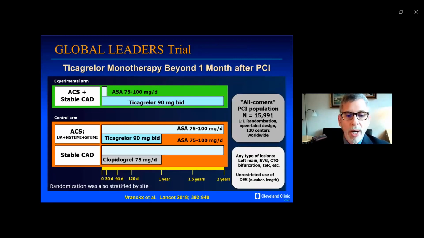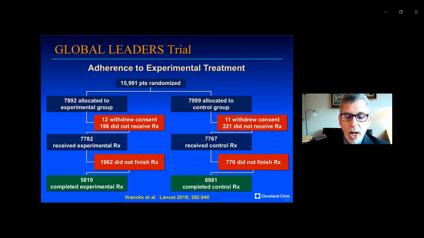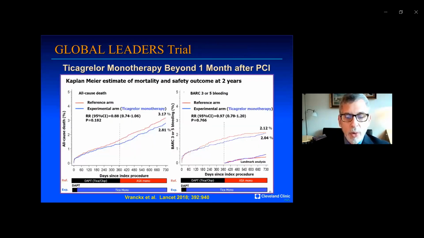Now, this was a large trial. It had a lot of patients who did not finish their therapies for various reasons, and it was not routinely adjudicated. And so the study results were somewhat neutral. That is, there was no difference in mortality, nor was there a difference in bleeding with either of these two approaches, so showing no clear advantage of one over the other.